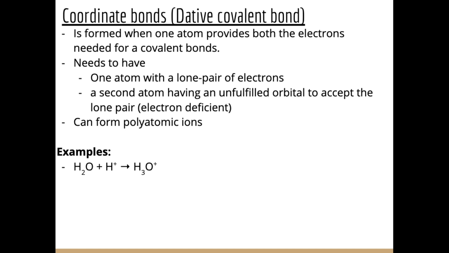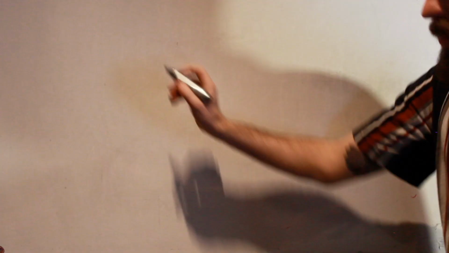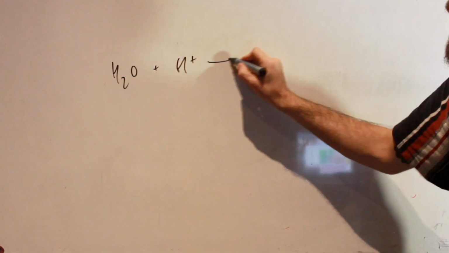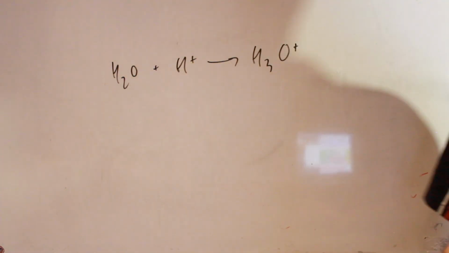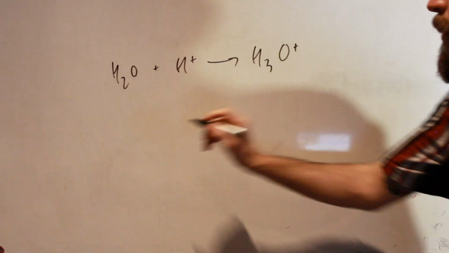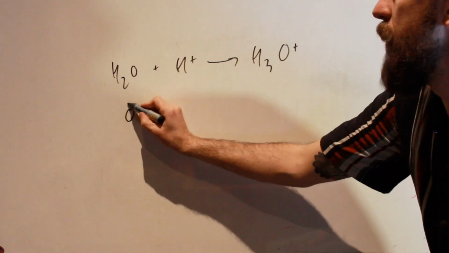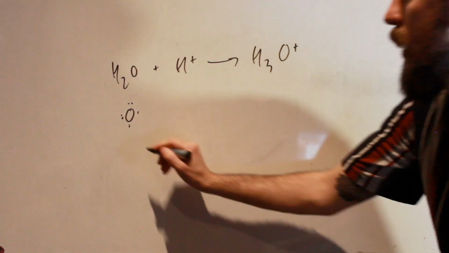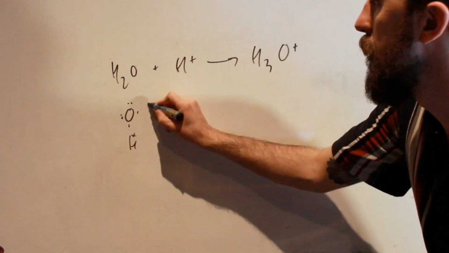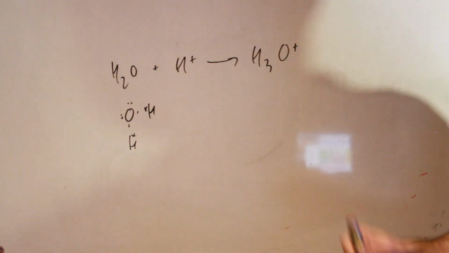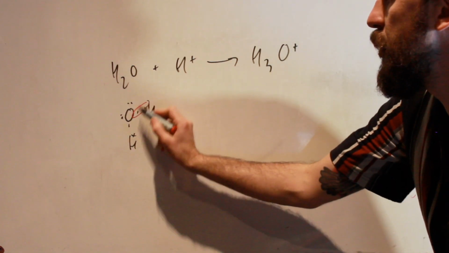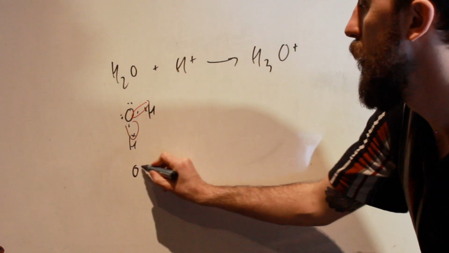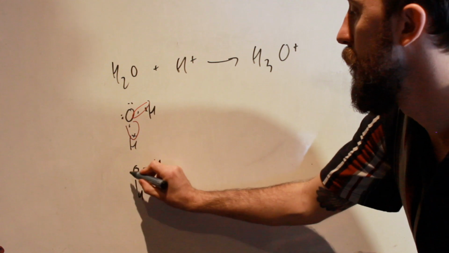If you've got H2O plus H+ going to H3O+, let's write that down here and then we'll draw some molecules. H2O plus H+ goes to H3O+. So we're forming a coordinate bond in this reaction. Oxygen is group 6, so we have 1, 2, 3, 4, 5, 6. Hydrogen is group 1, so we have 1 in the valence. In order to have full valencies for all of these atoms, these are going to share. We end up with a water molecule that looks like this.